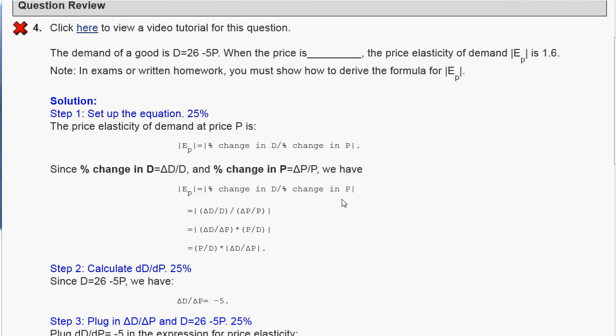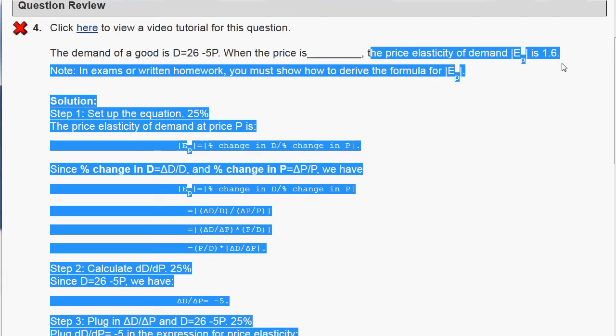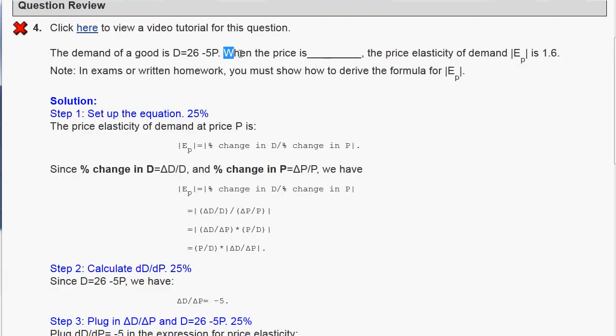Hello everyone. In this video, I'm going to explain how to solve the following question. In this question, we have a demand function, and we know at a certain point the price elasticity of demand is 1.6, and we want to pin down this point, or we want to find the price.